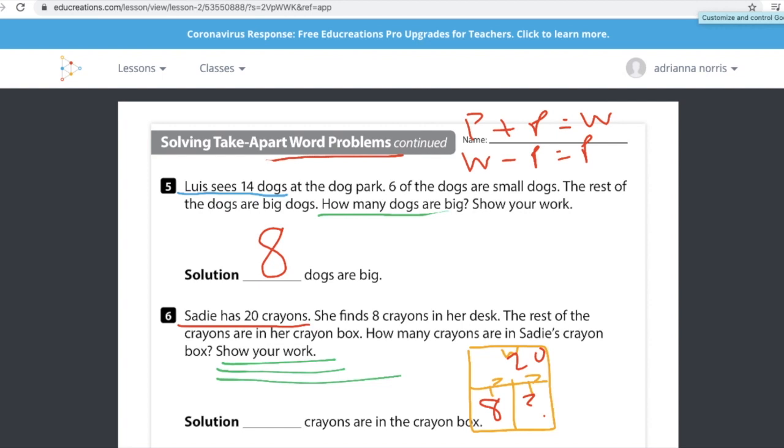Looking up here at our equations, we know that when we have our whole and our part, we subtract. So here we go. We have 20 minus 8. And actually, I'm going to erase this and make it a little bit smaller so I can have room. 20 minus 8. All right. And we always start in the ones place.